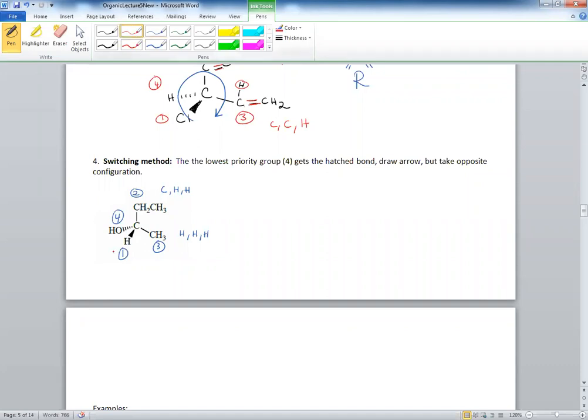So now look, I have 1, 2, and 3. Now what is that? That's R. But I made a switch, just to help me draw it on my side, but I have to remember to take the opposite. So it is an S. Anytime you make a switch, you take the opposite of the configuration that you actually determined. So keep that in mind.